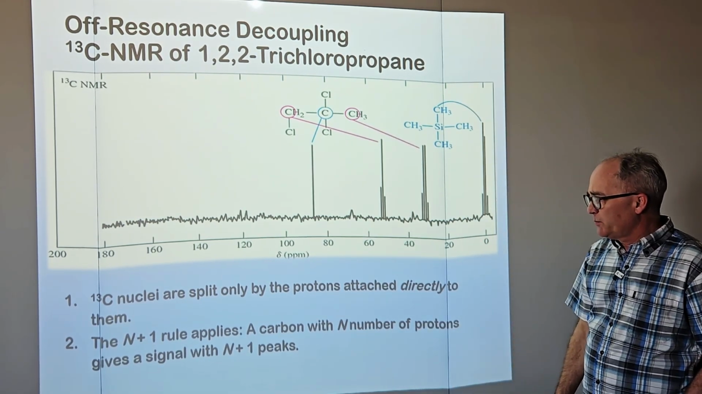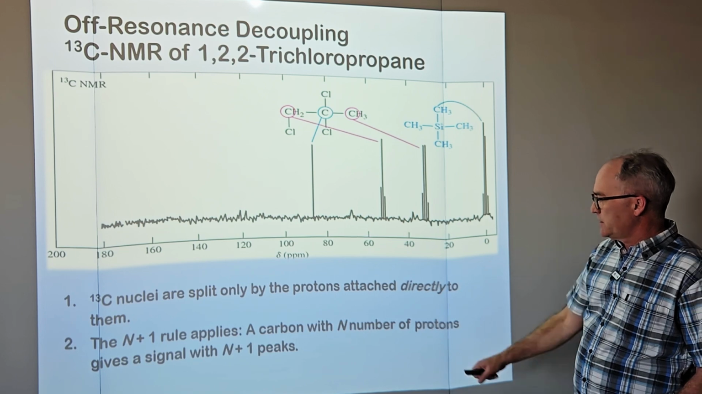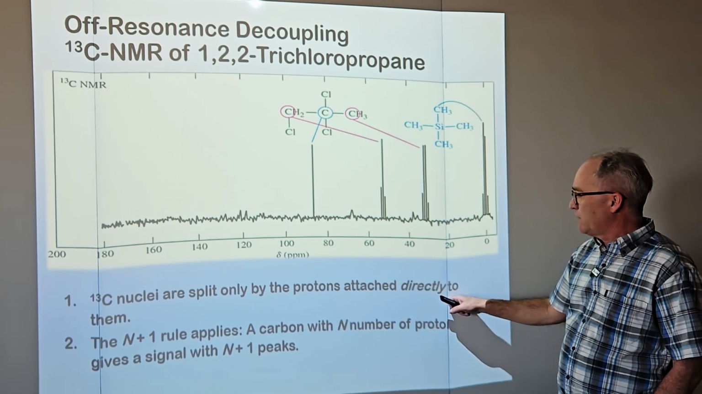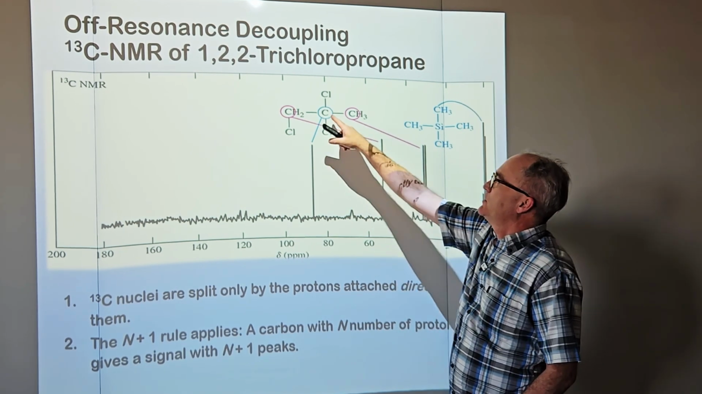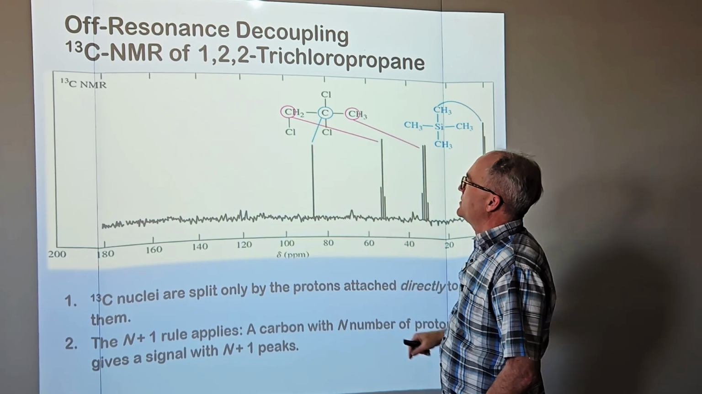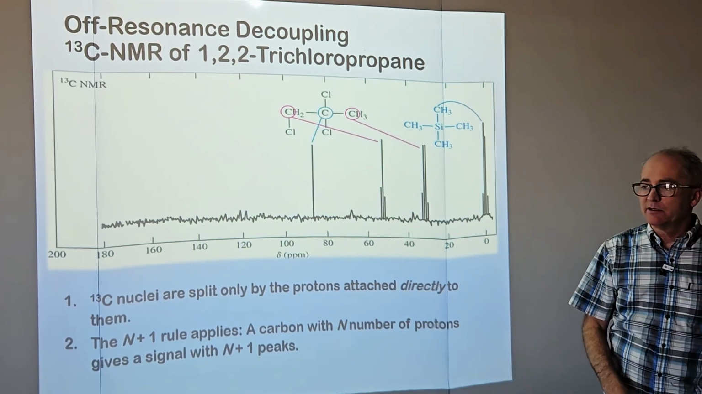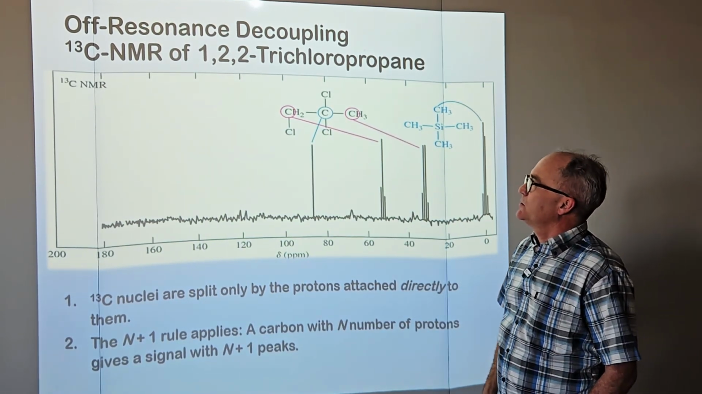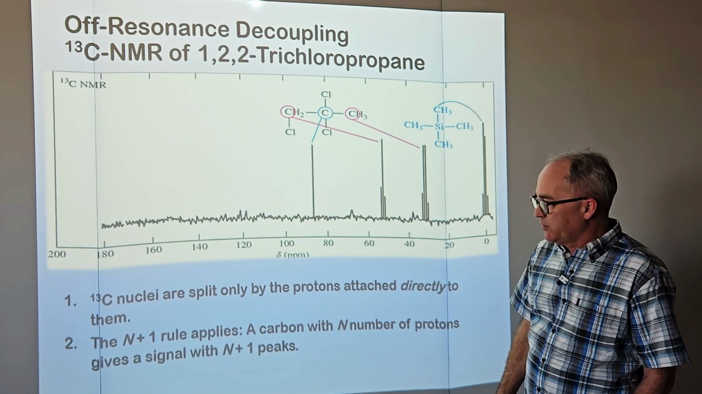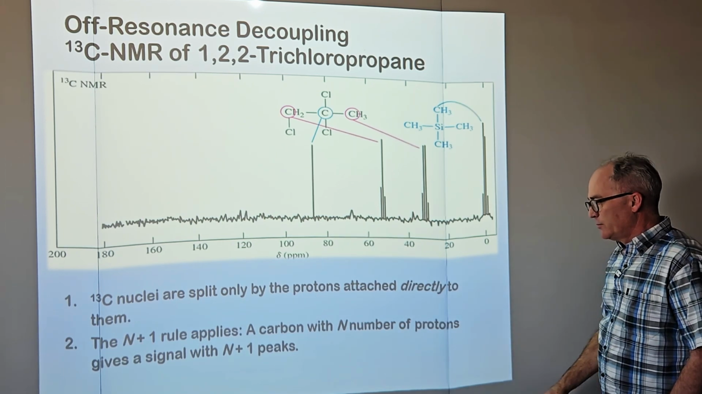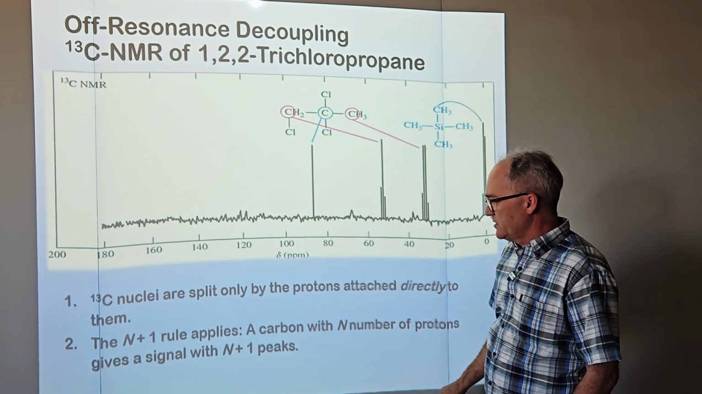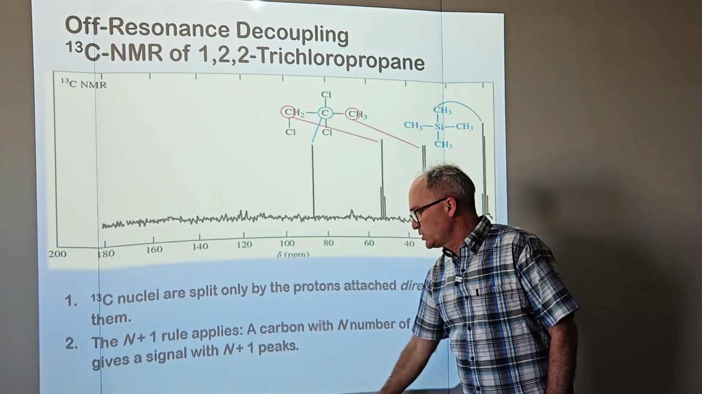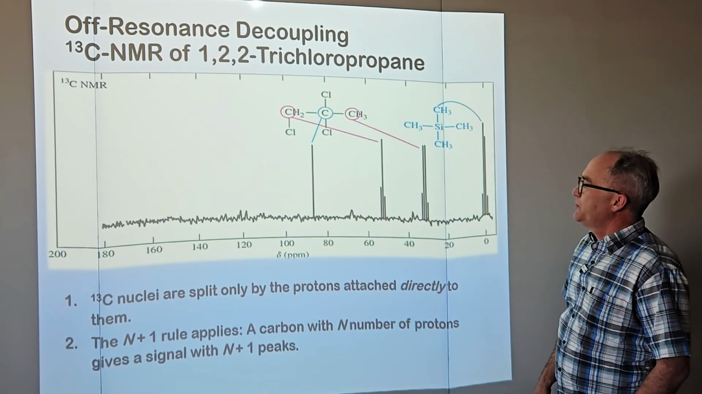Carbon-13 nuclei are split only by the protons attached directly to them. This thing's not going to be split by those protons. So there's a difference between the carbon-13 NMR and the proton NMR. The N+1 rule applies. A carbon with N number of protons gives a signal with N+1 number of peaks.